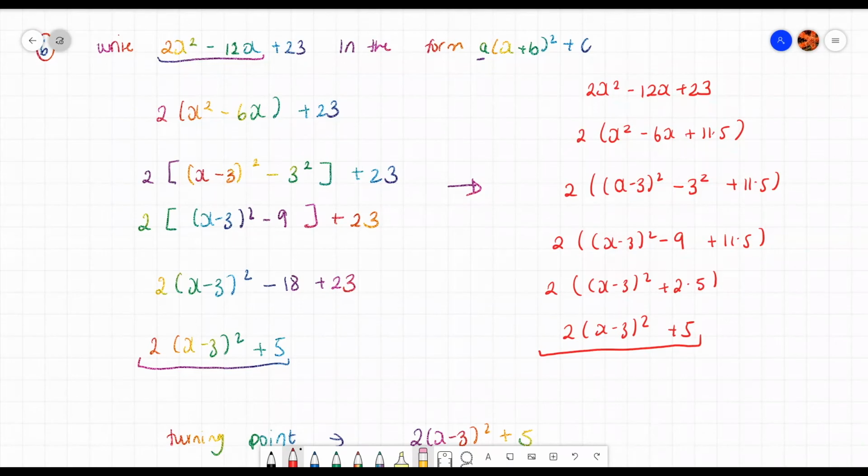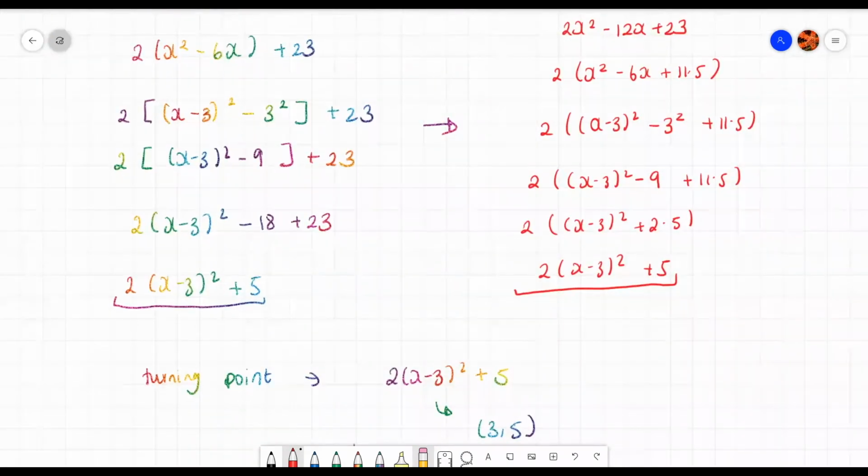Okay, then again, you can see you can still work out the minimum point and the line of symmetry when you've completed the square.